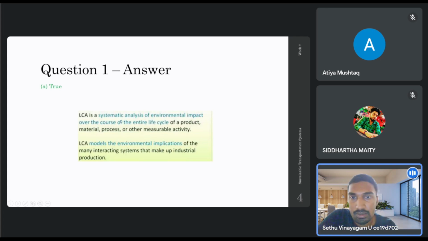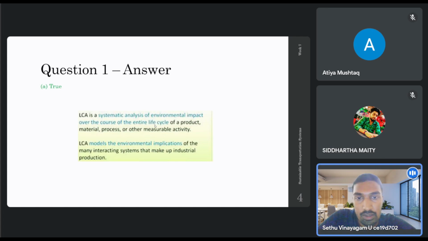Basically, it's a systematic analysis of the environmental impact over the course of the entire life cycle. As the name suggests, this is from the start of the process to the end of its life.